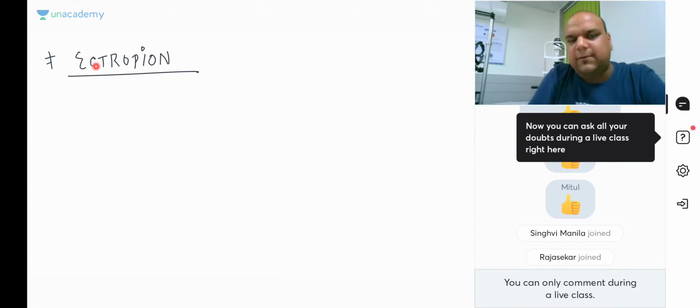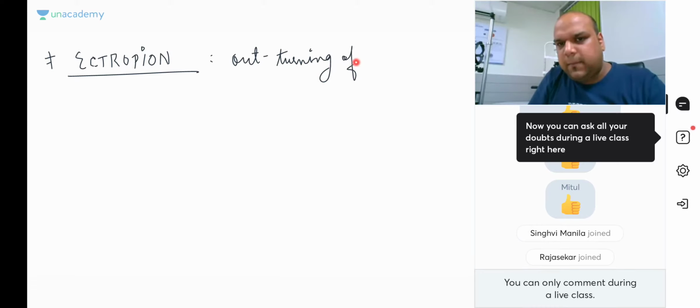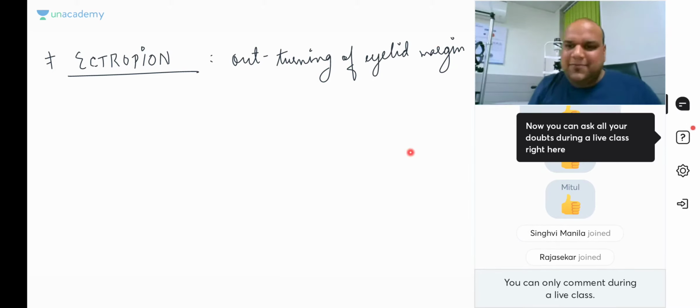Ectropion. Just like entropion, if I reverse it, I will get ectropion. So entropion was inward turning, ectropion is out turning of eyelid margin. Out turning of eyelid margin. Okay, everybody. This is a very easy photo to be able to recognize, and I hope you will be able to see it yourself and answer it very easily.